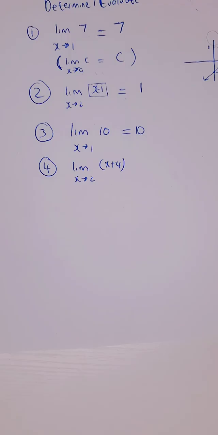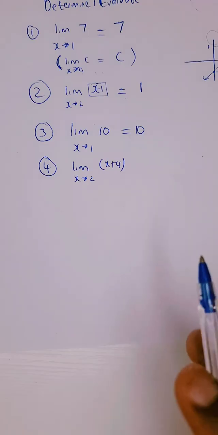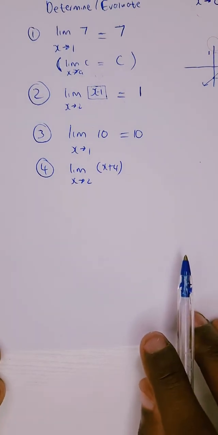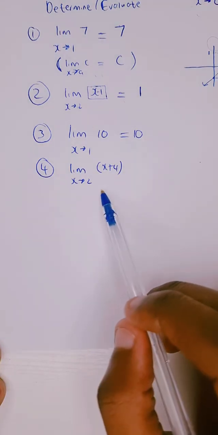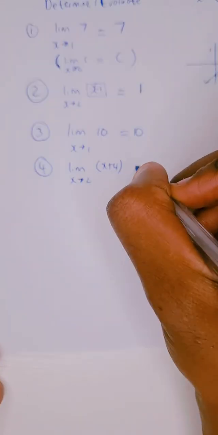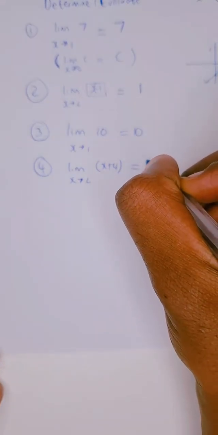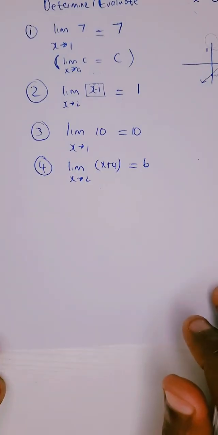Once again, we have nowhere where the function is undefined. We have a straight line, in the form of x plus 4. So the gradient is positive. It's an increasing straight line. So we are looking at what happens as x approaches 2 from the left and the right. This is a simple substitution. It does not need anything. We know that as x approaches 2 from left and right, it reaches the limit, which is 6.